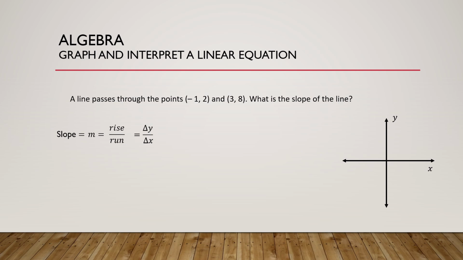We then take our 2 points and designate them x1, y1 and x2, y2. Therefore, the change in y is y2 minus y1, and the change in x is x2 minus x1. We then fill in our numbers, 8 minus 2 over 3 minus negative 1. 8 minus 2 is 6, and 3 minus negative 1 is the same as 3 plus 1, which is 4. 6 over 4, which then simplifies to 3 over 2, which is the slope of the line.